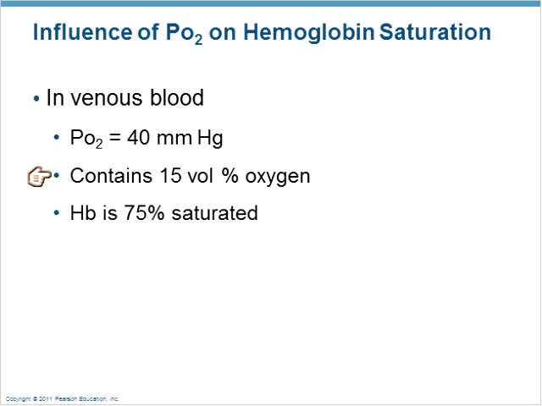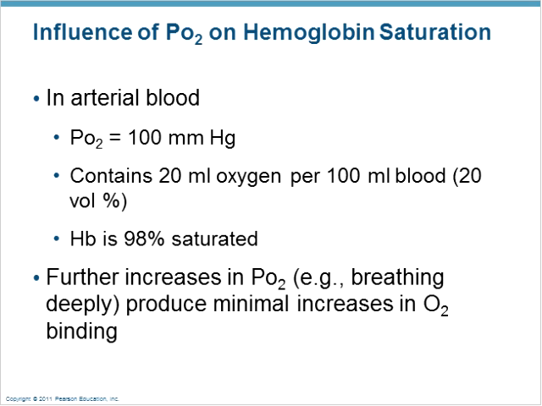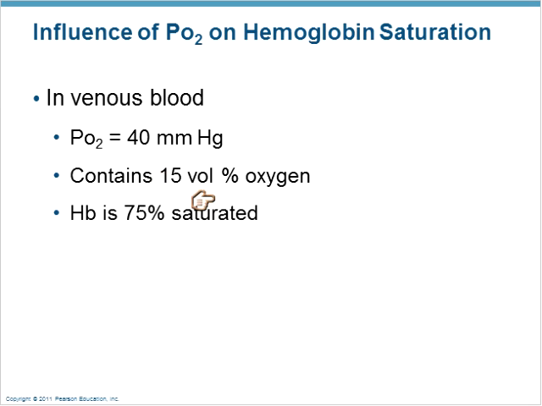It contains 15% volume of oxygen, and the hemoglobin is 75% saturated. So look at that here. You can see that it's 25 mL per 100 mL of blood, so almost 20% oxygen on the arterial side and only 15% oxygen on the venous side.